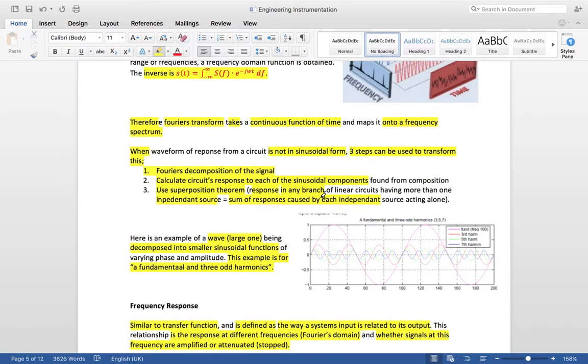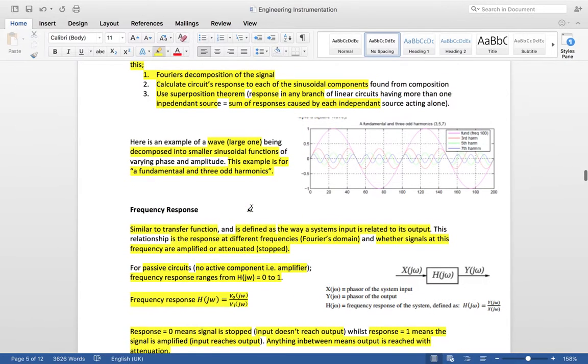So the response in any branch of a linear circuit having more than one independent source is equal to the sum of the responses caused by each independent source. No, I didn't get this, but we'll go through it later on.